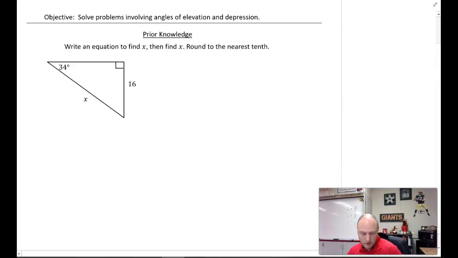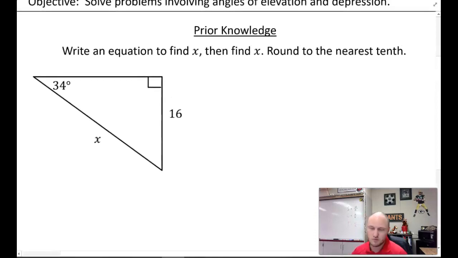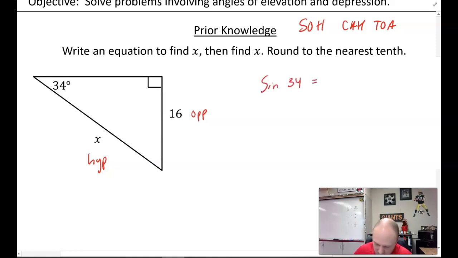All right, for prior knowledge, they want you to just write an equation. What's the equation to find x? And then find x. Round to the nearest tenth. Pause the video, give this a go. All right, hopefully you first labeled the sides. We have opposite and we have hypotenuse. So that is SOHCAHTOA. Sine function is the winner. So sine of 34 is equal to 16 over x.